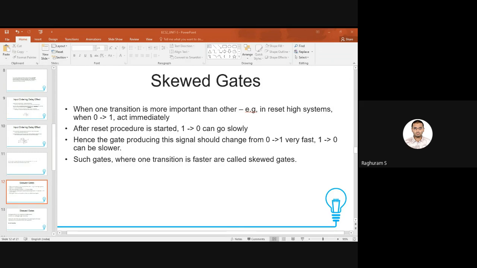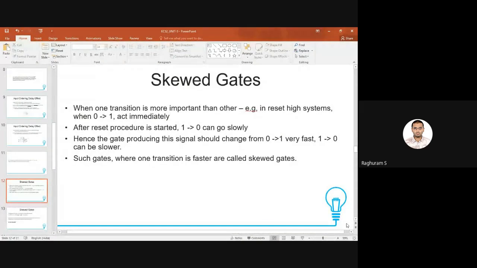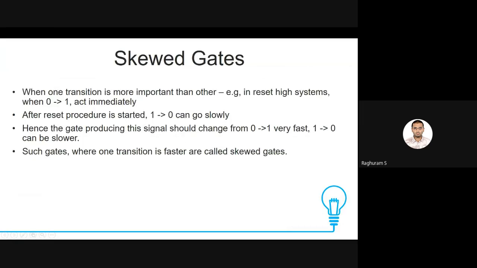So there we can do something to improve the performance of the gate, because the quality of the gate only depends on the low to high transition. Nobody is going to judge the gate based on the high to low transition. So that is an example of a high skew gate.